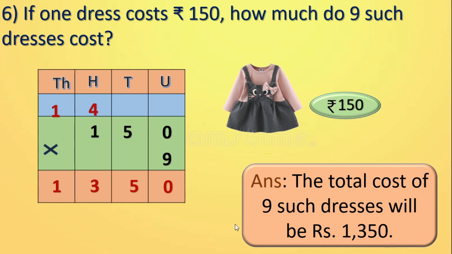Got this? Here you have to write the answer like this. The total cost of 9 such dresses will be rupees 1350. You can write rupees like this, RS, or you can write rupees like this also by using the symbol. Okay? Got this?